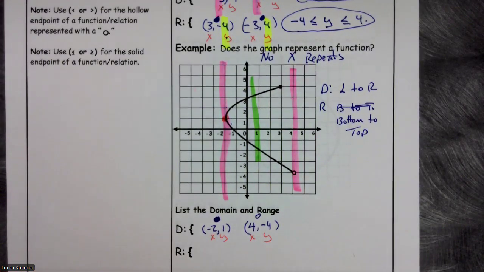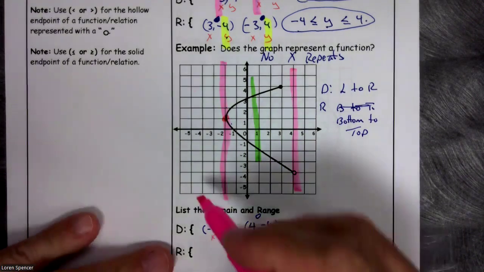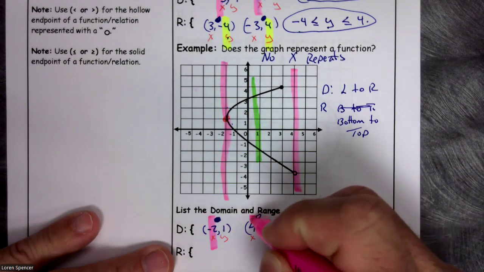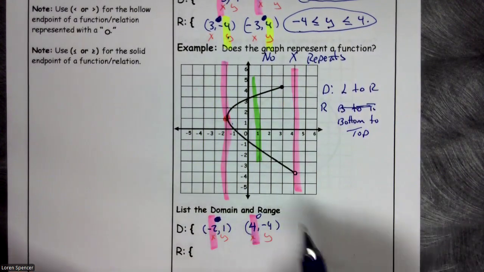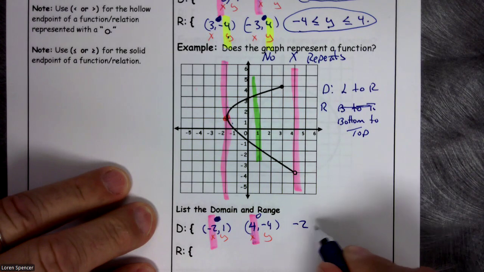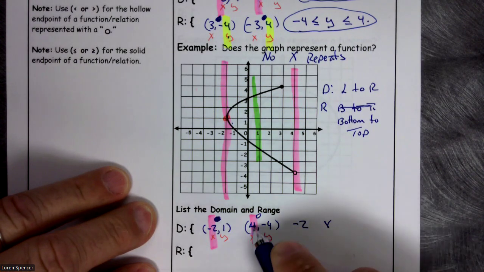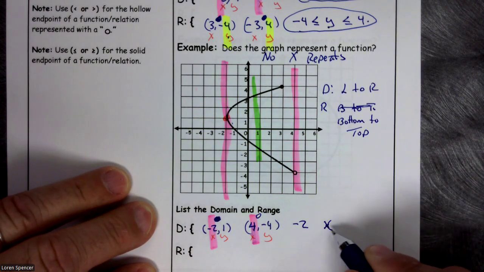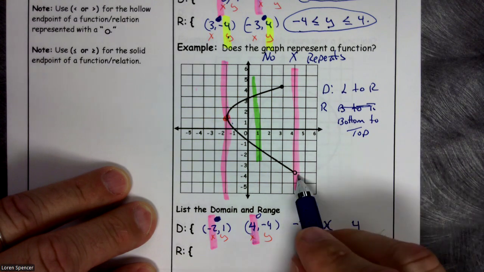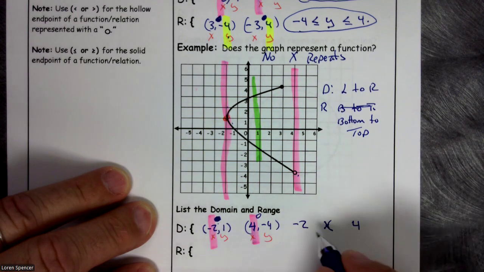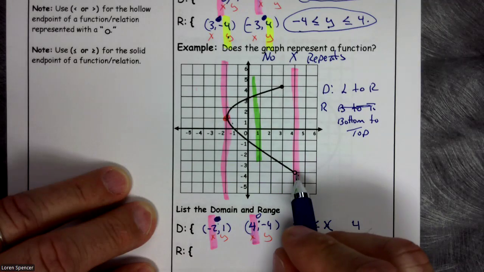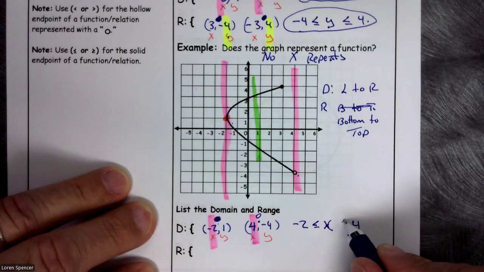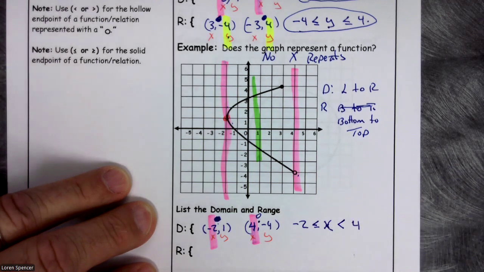So once again, we're dealing with our X's and Y's. We're working with domains, so all we care about are the X's. So we're going to write down -2, that's our smallest X. Then we leave a space, X, and then leave a space and write 4, because that's our largest X value. Now, this one has a solid, so it gets a less than or equal to. Be careful, this one has a hollow right there, so it gets a less than.